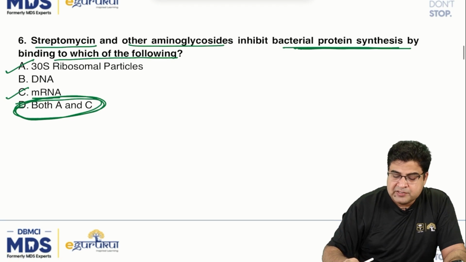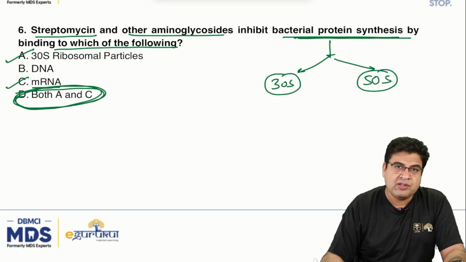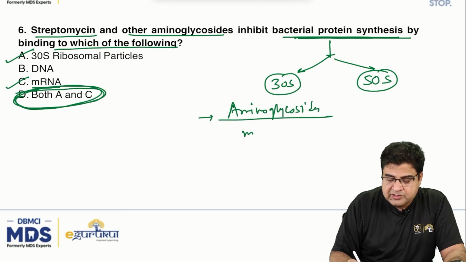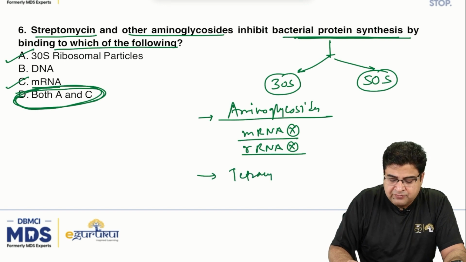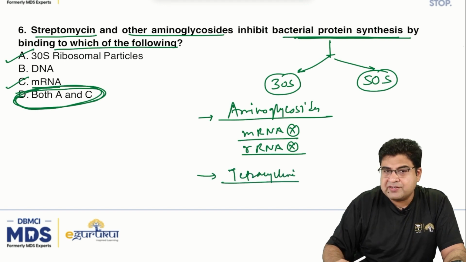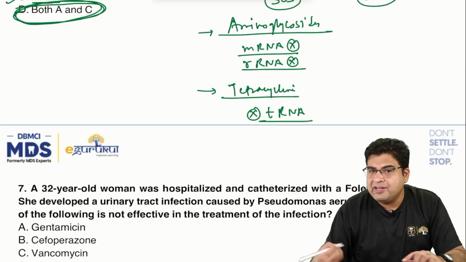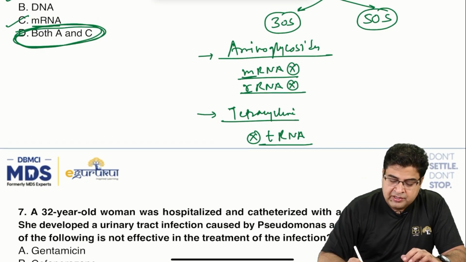Right? So guys, please remember, if we talk about the medicines which are protein synthesis inhibitors, some of the medicines will bind to the 30S ribosome, some will bind to the 50S ribosome. The medicines that bind to the 30S ribosome are aminoglycosides, and aminoglycosides typically inhibit the messenger RNA reading as well as inhibit the ribosomal RNA chain formation. The second group that acts on the 30S ribosome is tetracyclines. Tetracyclines are inhibitors of transfer RNA. Tetracycline starts with T, inhibitor of transfer RNA. Aminoglycosides, inhibitor of messenger RNA and ribosomal RNA.